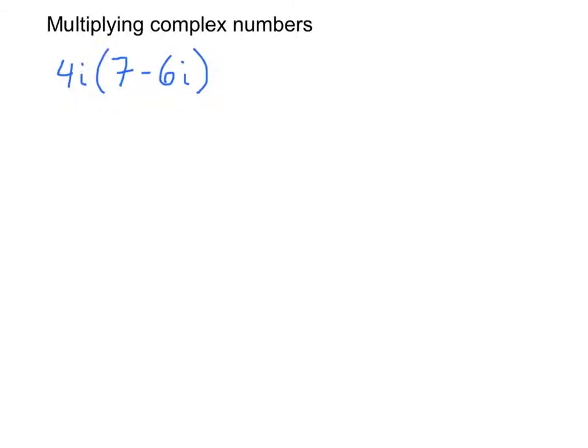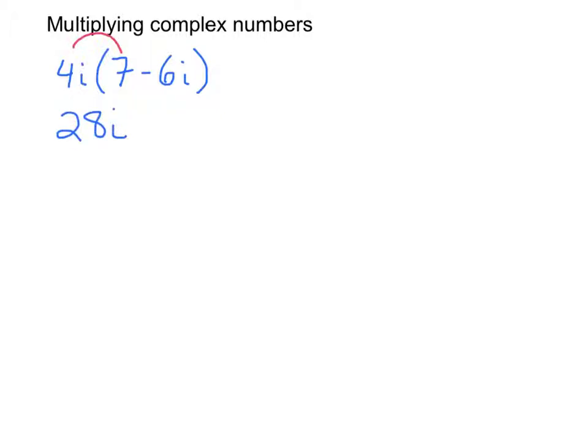Okay, now we're multiplying complex numbers, and we do this in a pattern similar to what we've done when we're multiplying other types of numbers. Basically, this 4i is going to be distributed to the 7 and to the 6i, so we're going to have to do it to both inside. So I take my 4i and I distribute it to the 7. 4i times 7 is going to give me 28i.